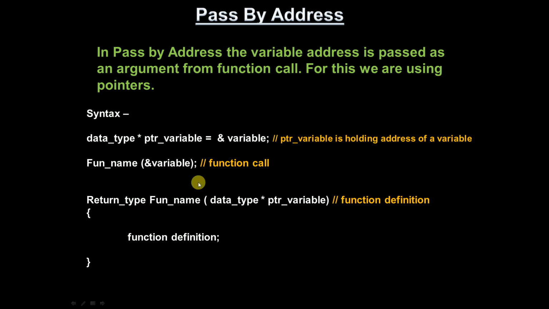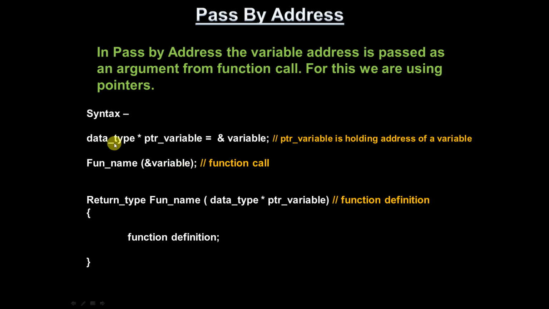Now when you are using the pass by address method, you have to pass the right hand side of the pointer syntax. On the left hand side, data type star ptr_variable is there, and on the right hand side, address of variable is there. Whatever is on the right hand side, that syntax has to be present in the function call. So address of variable has to be present in the function call.